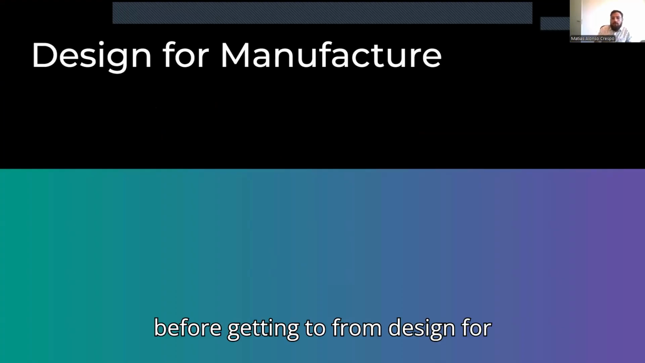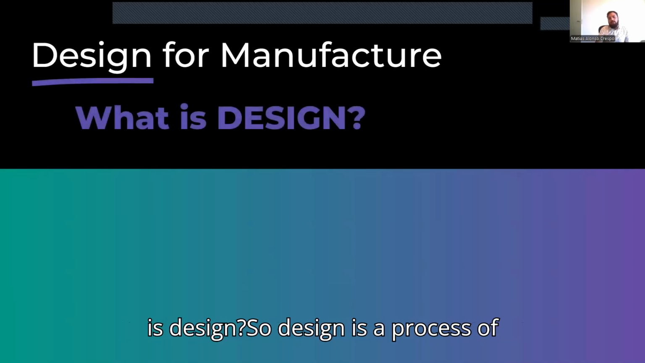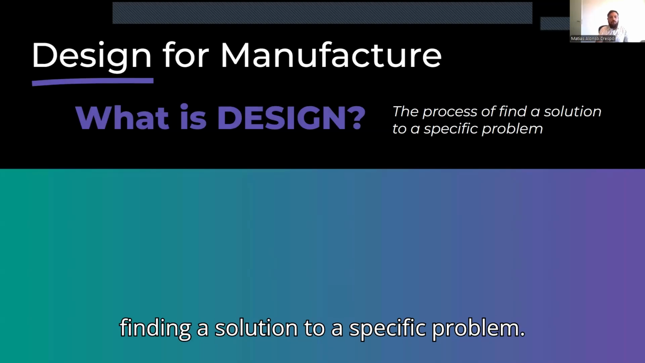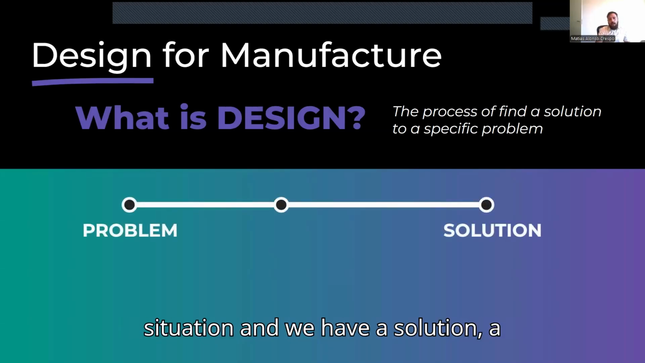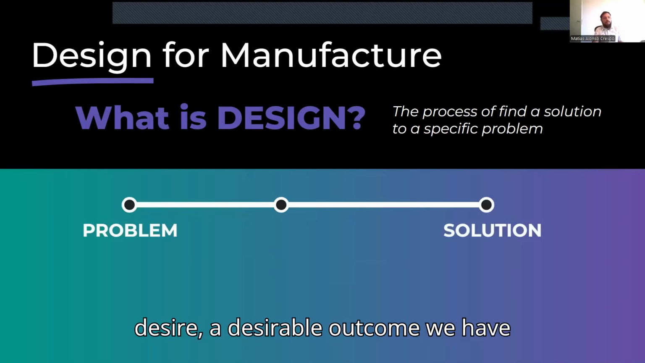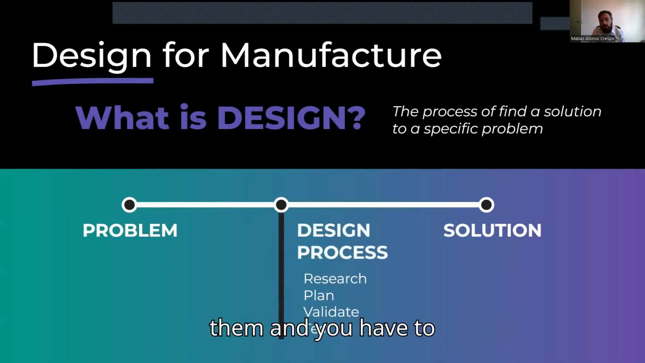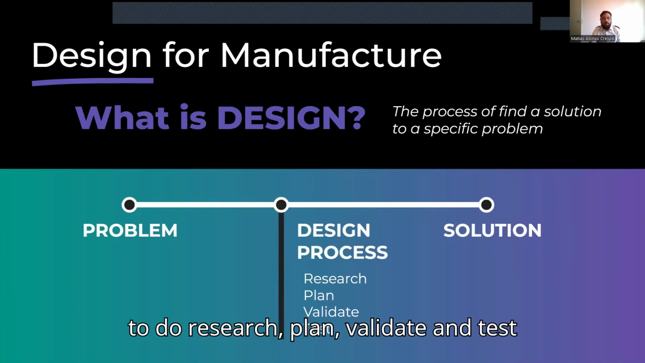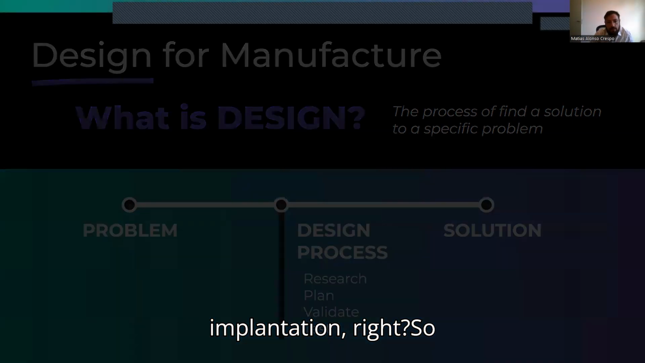So before getting to design for manufacture, I will ask you: what is design? Design is the process of finding a solution to a specific problem. We have a problem, an initial situation, and a solution, a desirable outcome we have to achieve. The design process is between them, and you have to do research, plan, validate, and test the whole solution before going to implantation, right?